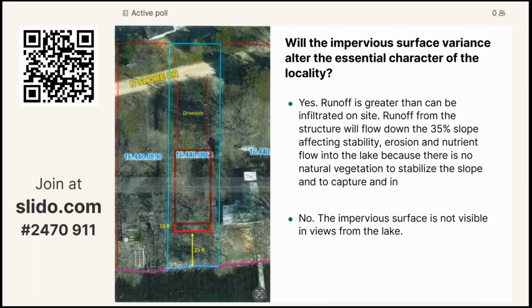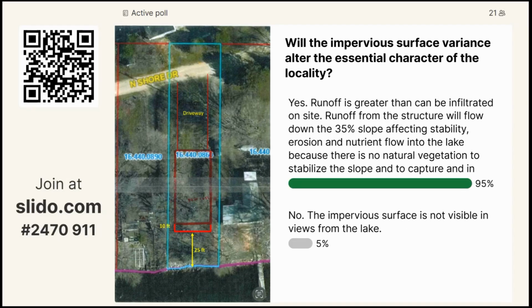Great. Let's look at the second variance now. Will the impervious surface variance alter the essential character? So I guess will this be satisfied or not? Let's see what you all think. Looks like it's pretty clear that you think that the essential character will be affected by the impervious surface variation.